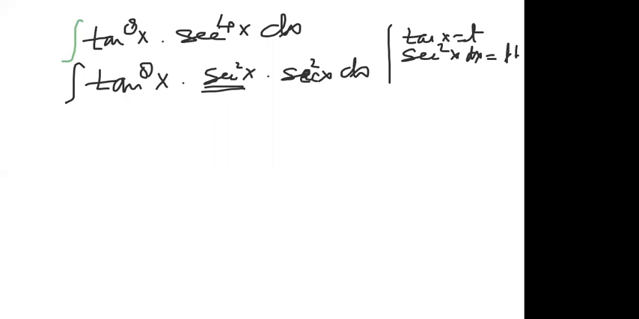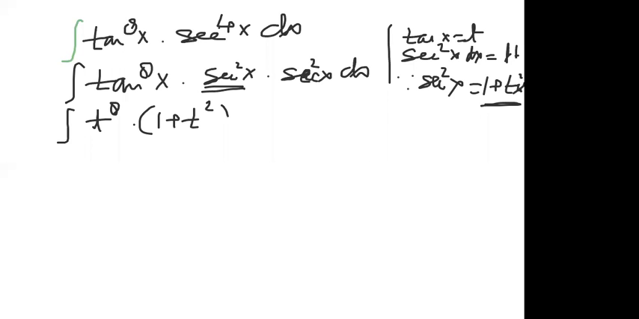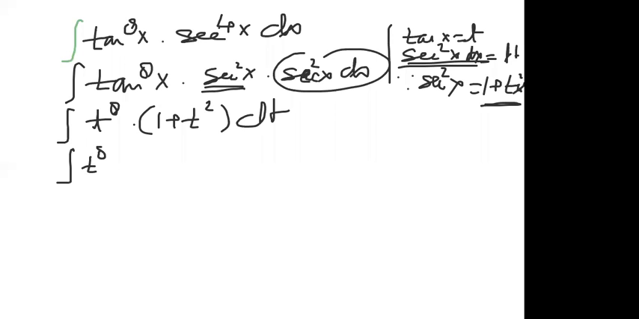So what I'm doing, sec^2 x can be written as 1 plus tan^2 x. So it will become the integral of t to the power 8 into sec^2 x, which can be written as 1 plus tan^2 x, meaning 1 plus t^2. Then sec^2 x dx will be equal to dt. Now it will be the integral of t to the power 8 dt plus the integral of t to the power 10 dt.